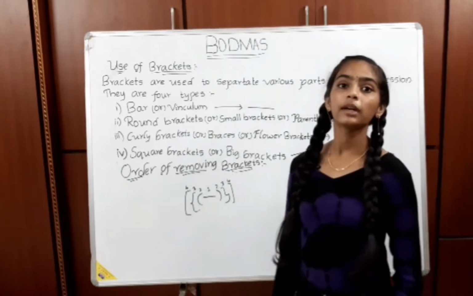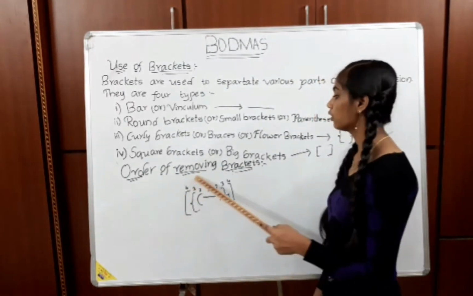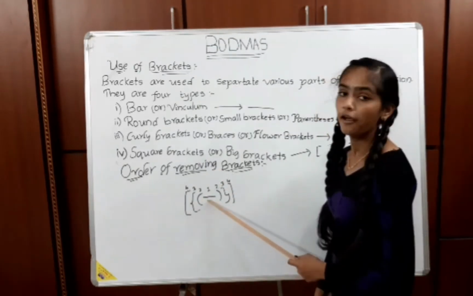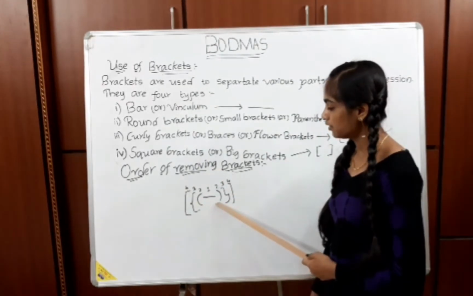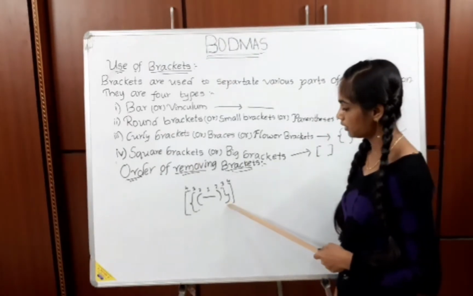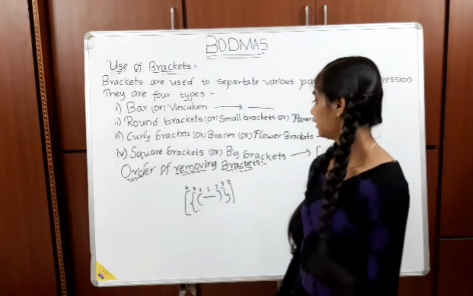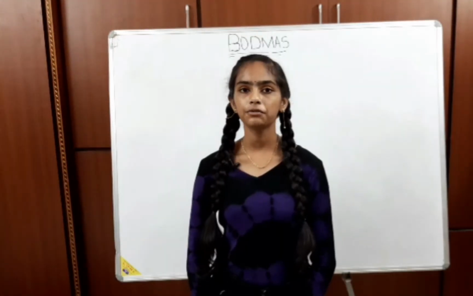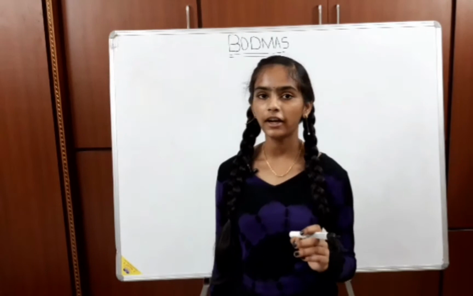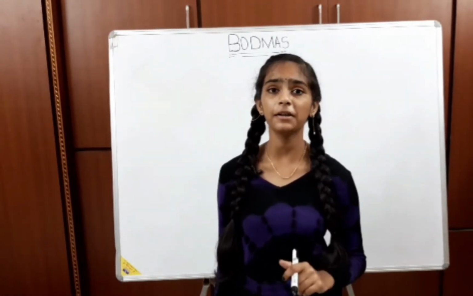And next we are going to learn about the order of removing brackets. It's very important in BODMAS. The order of removing brackets is: first the vinculum, second the common bracket, third the flower brackets, and fourth the square bracket. In this order we can remove the brackets. And next, while simplifying the expression, the terms of a bracket are taken as an independent unit.